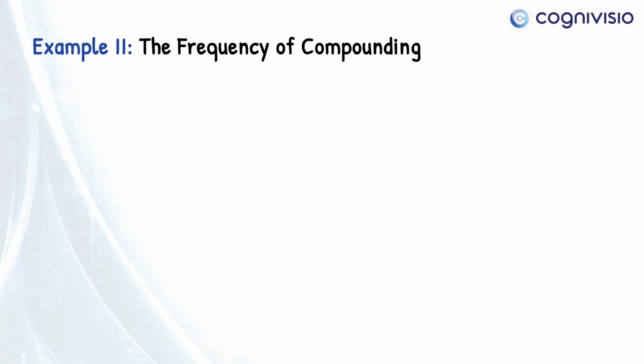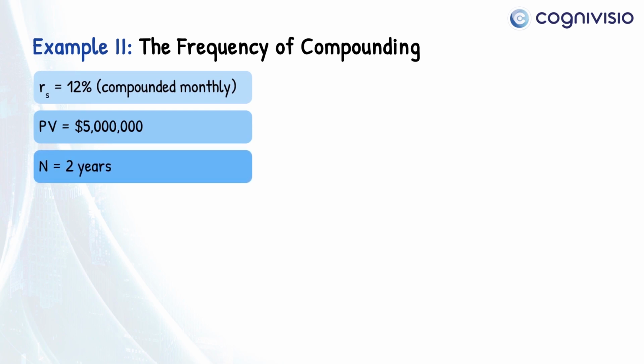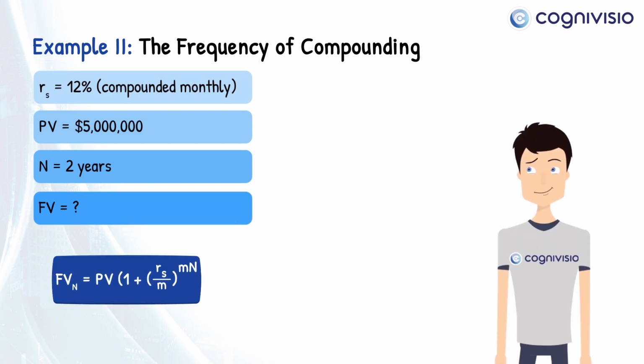Let us take another example. Assume, for example, that an investment of $5 million pays an annual interest rate of 12% that is compounded monthly over a period of 2 years. In this case, the interest on interest is accumulated on a monthly basis, rather than just at the end of the year. To solve this example, we will use the equation for FVN just mentioned, with PV of $5 million.